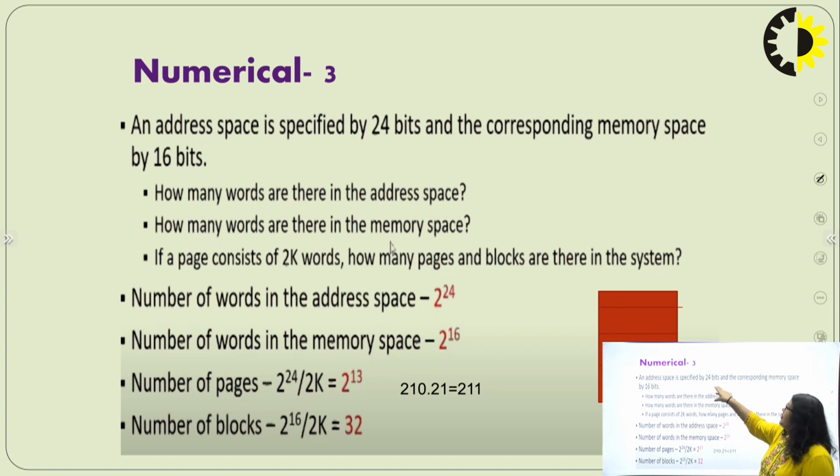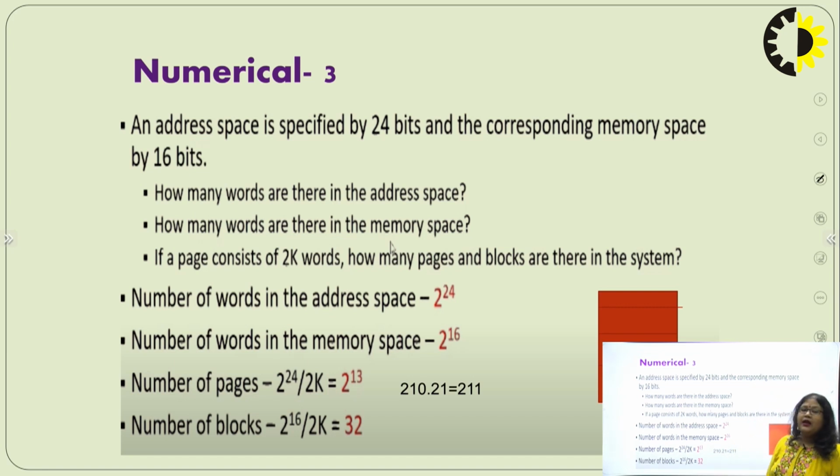So this address space has 24 address bits, and the main memory has 16 address bits. That means in this particular example the size of the process is higher than the size of the main memory, because the process address bits are more than the main memory address bits. So calculate how many words are there in the address space.